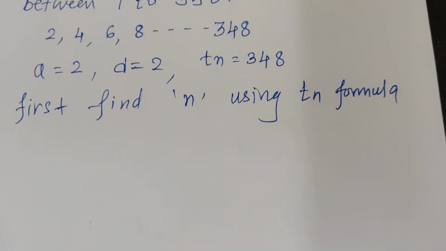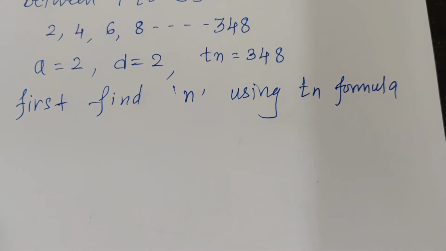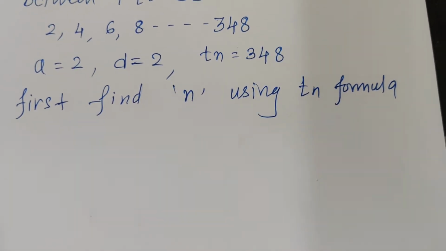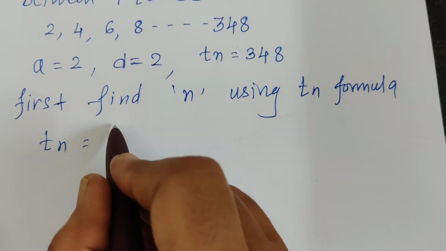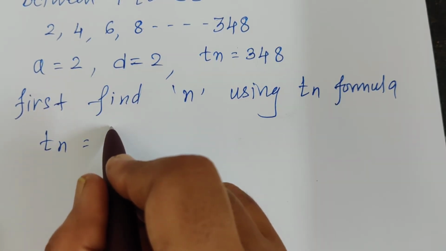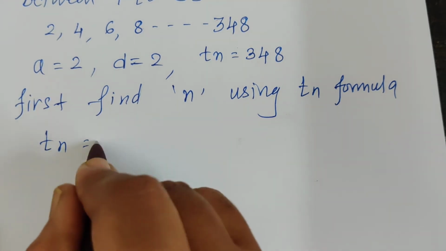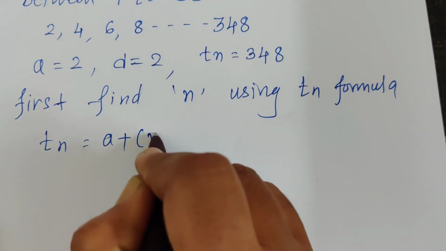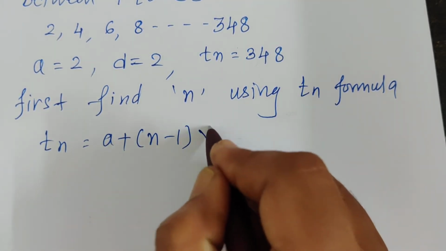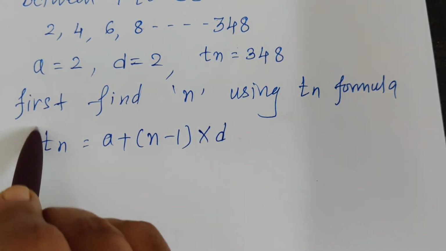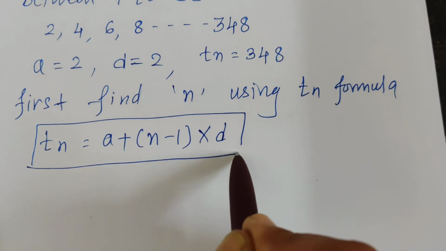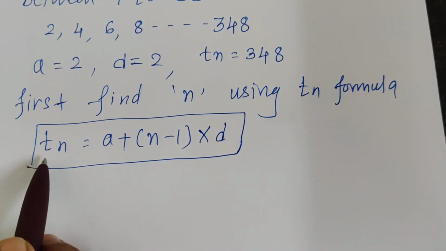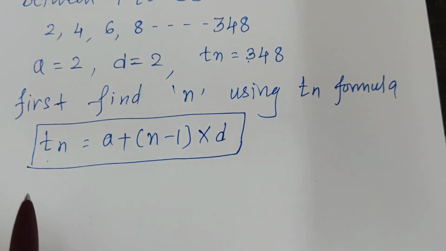And the Tn formula is Tn equal to a plus (n minus 1) in the bracket multiplied by d. This is the Tn formula. So by using the Tn formula you will get only n. Tn is equal to 348.